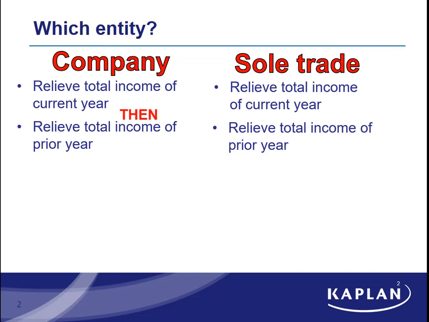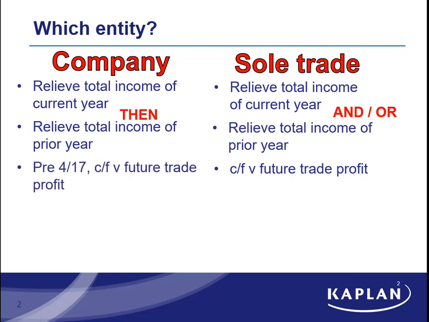With a company, you must relieve current year before going back to the prior year. With a sole trade, there is no such requirement. With a sole trade, you could relieve current year only, prior year only. You could relieve both in either order. But with a company, if you want to carry back to the prior year, you must relieve current year first. If you have any loss left with a sole trade, you carry it forward and you set it against future trade profit. That is an automatic set-off in full against the next available trade profit.